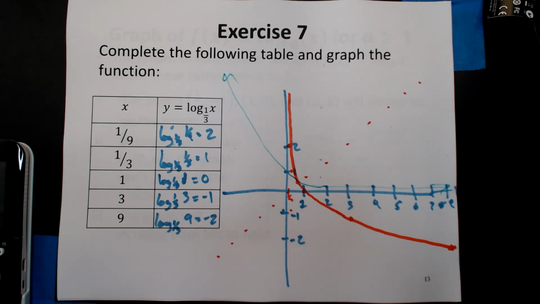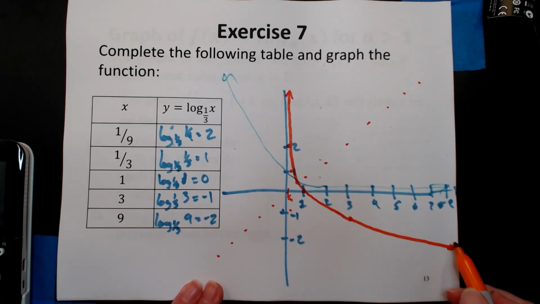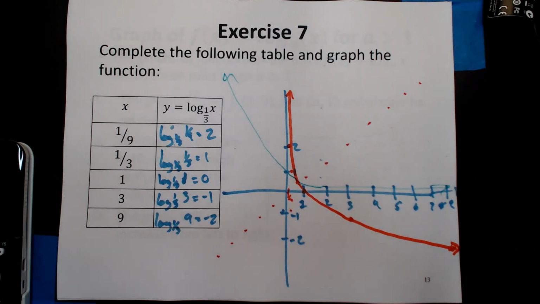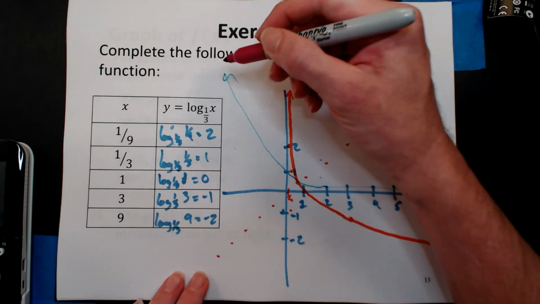I need to be better about putting my endpoints on, or my arrows on, saying it goes on forever. I need to throw that marker away. That's getting faded too fast. Hot pink. That'll work.